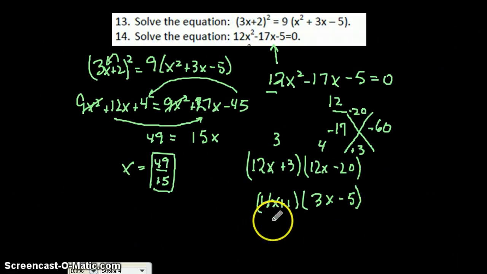But anyway, you're going to solve this, set this binomial equal to 0, and you're going to get x is equal to negative 1 over 4. You're going to set this equal to 0. You're going to have x is equal to 5 over 3. And that's how you do question number 14.